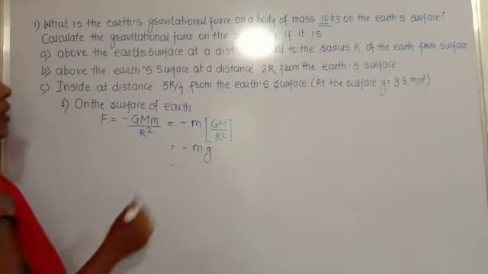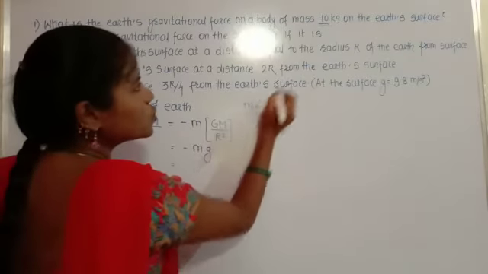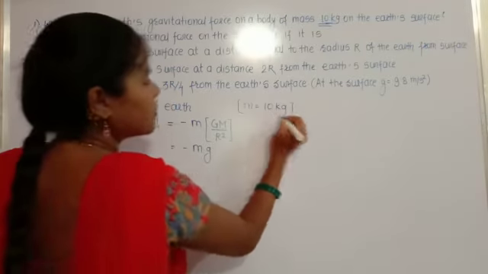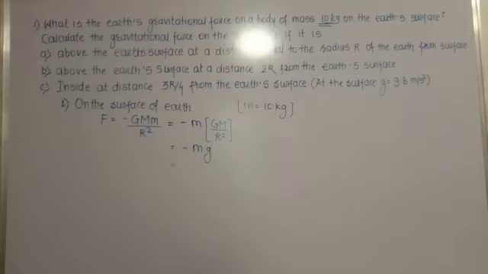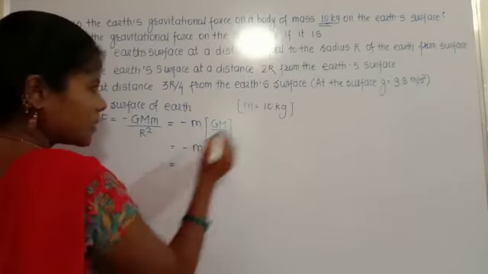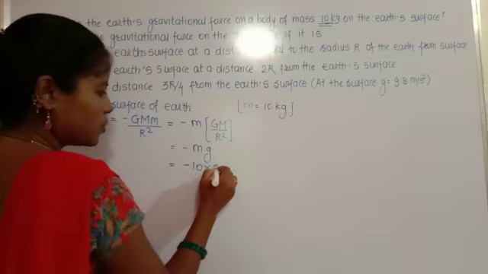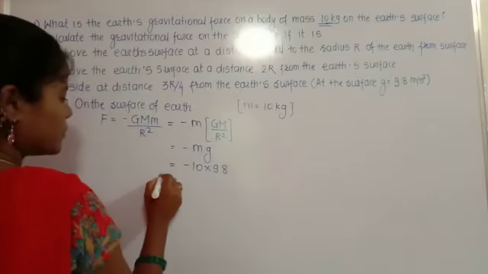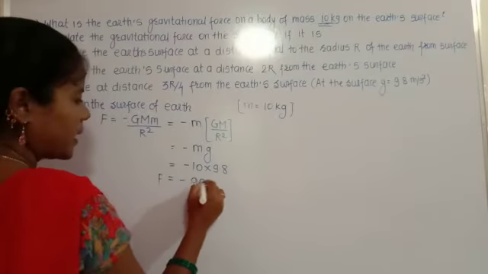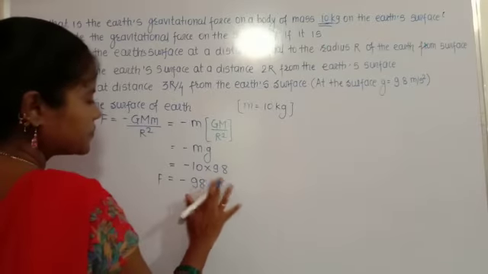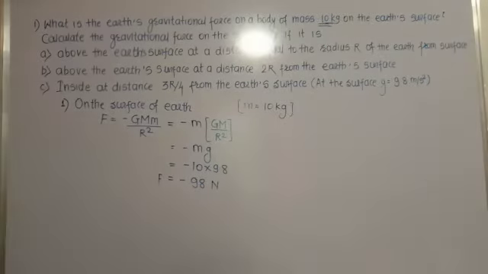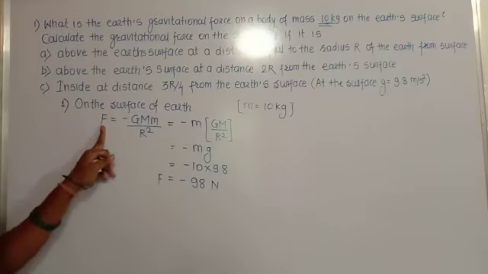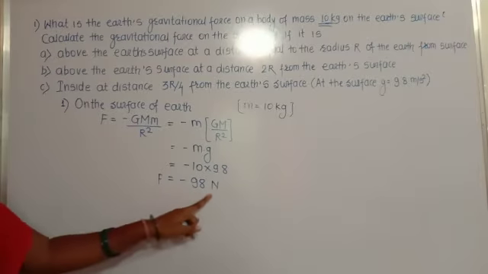According to the numerical, small m is equal to 10 kg in the given data. Therefore F is equal to minus 10 into 9.8, so F is equal to minus 98 Newton. The force has the unit Newton. So this is the first calculation on the surface of the earth: F is equal to minus 98 Newton.